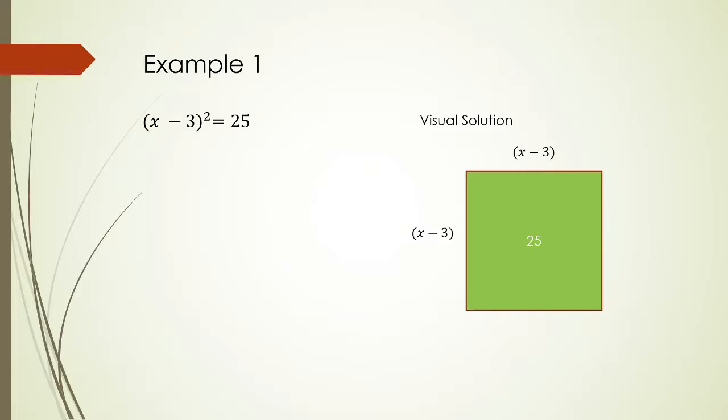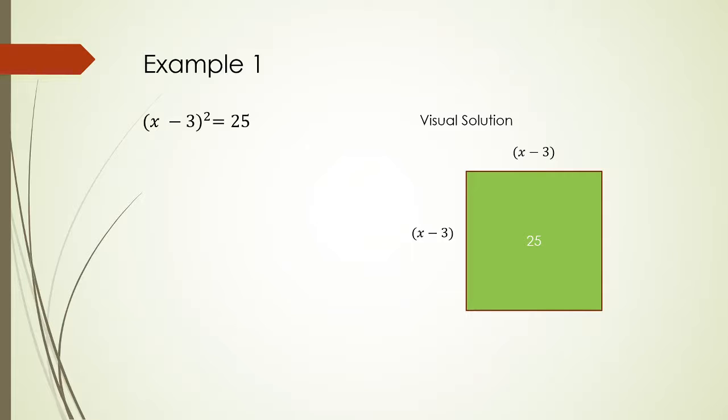If we look at this diagram, it means that when we have an equation of (x minus 3) squared equals 25, we have a square. On each side of the square is x minus 3, and the area of the square is 25. When we look at it this way, it makes a lot of sense now.